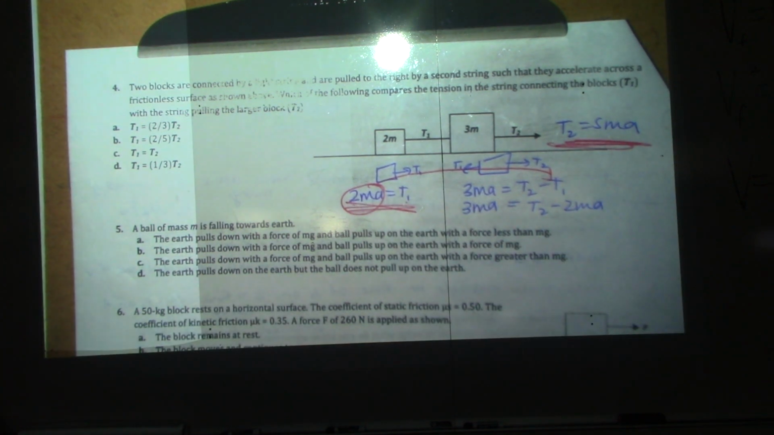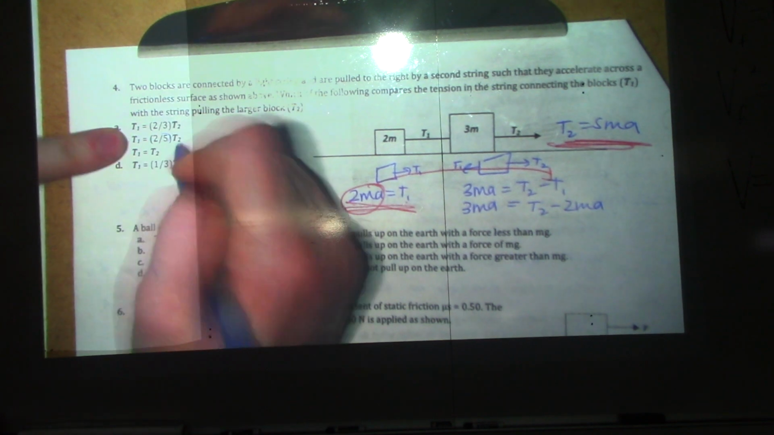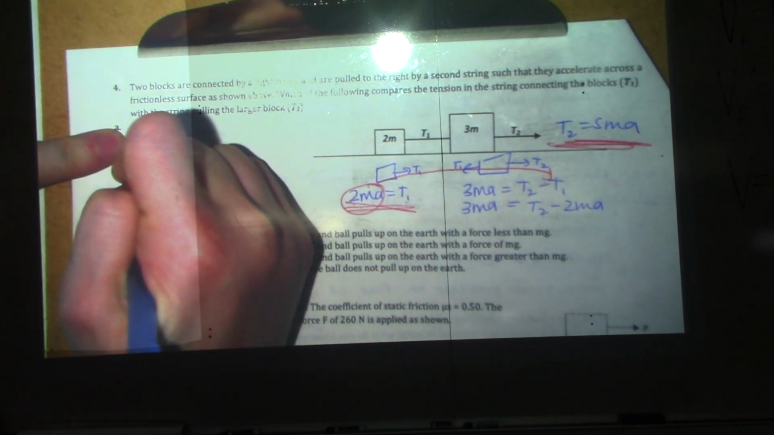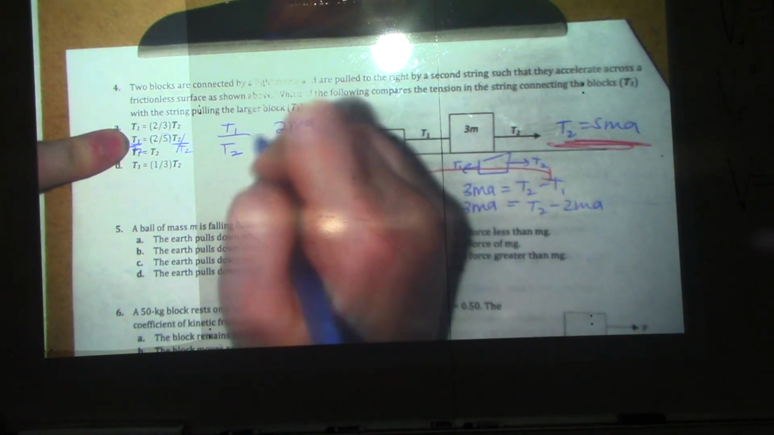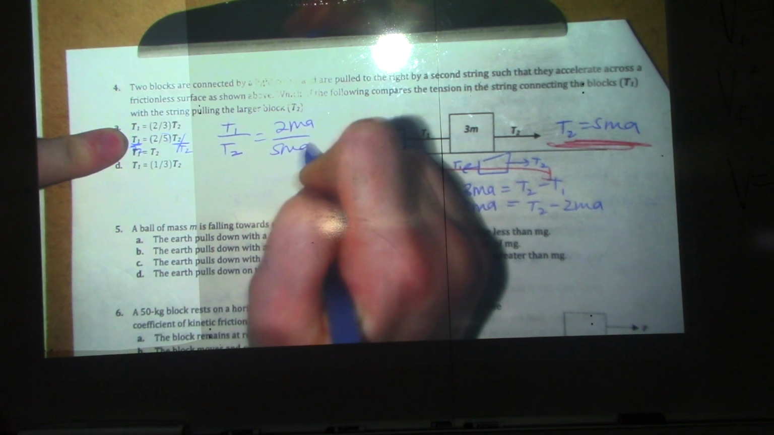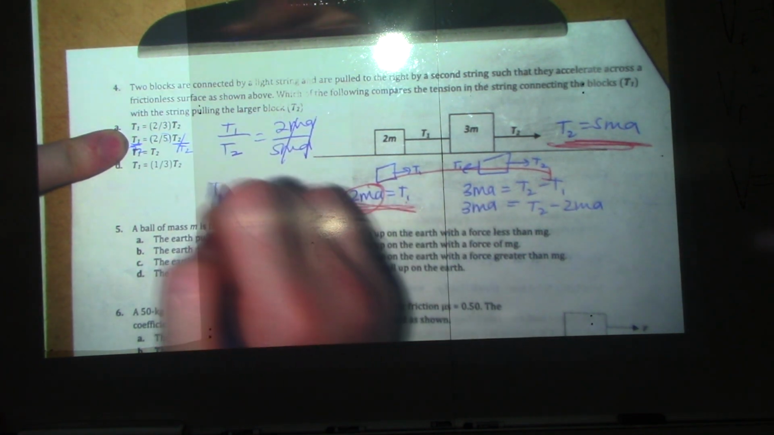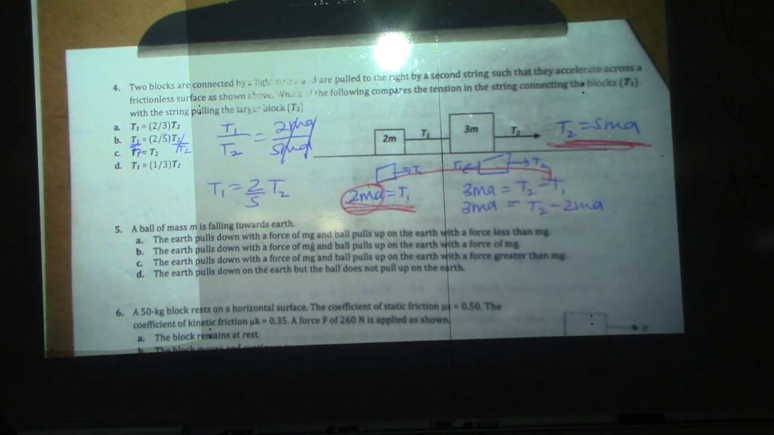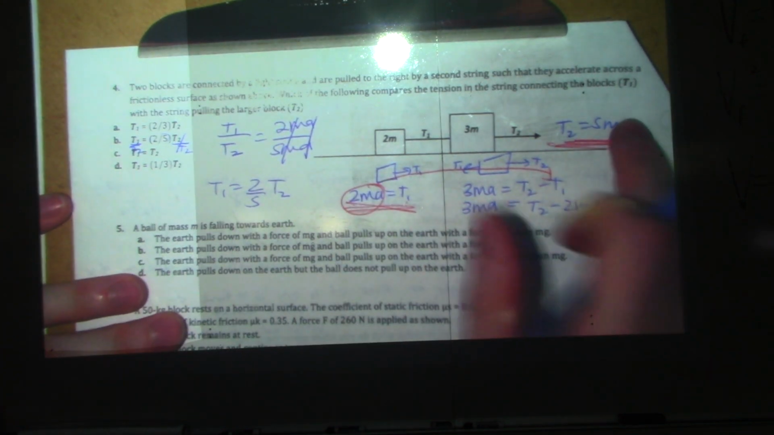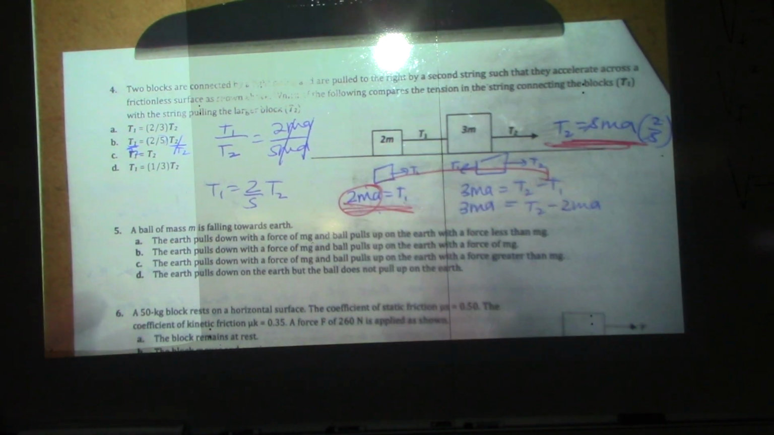Now, if you're like, where did you get 2/5 from? Basically, this is saying this ratio right here: if I divide T1 over T2, well, T1 is 2ma, T2 is 5ma. So see how the ratio of T1 over T2 is just 2/5? So that means T1 is 2/5 of T2. Most of you just look at that and you're like, oh, this one's 2/5 of that one, so if you multiply this by 2/5, you get 2ma.